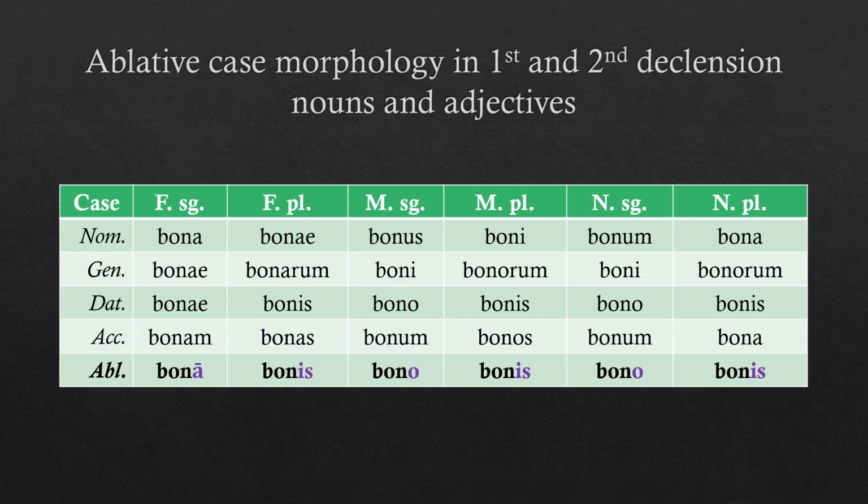Before we talk about uses of the ablative case, let's talk about ablative case endings. The best part of the ablative case is that its endings are nearly identical to the dative case endings. Let's take a look at bonus fully declined in the masculine, feminine, and neuter. Bona, yes, that's a long A, and that is important to know. Bonis, bono, bonis, bono, bonis.